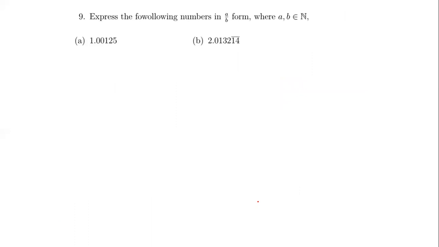The next one is question number 9. It says express the following numbers in the form of a over b, where a and b are natural numbers, and one thing that should be included here is that b must also be different from 0.